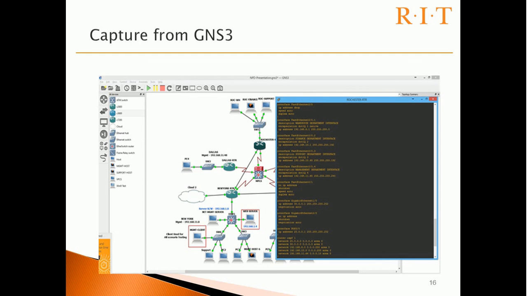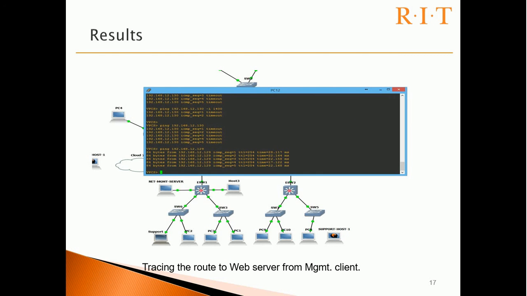So this is a capture of GNS3 and how the configuration is done. Configuration is done in the network, and this is the actual network diagram, as you can see, and the configuration that is done on the router associated with the Rochester branch. And this is a traceroute, which traces the route to the web server from the client that is present in Rochester.